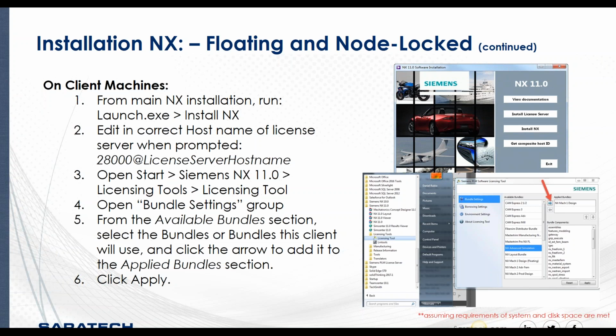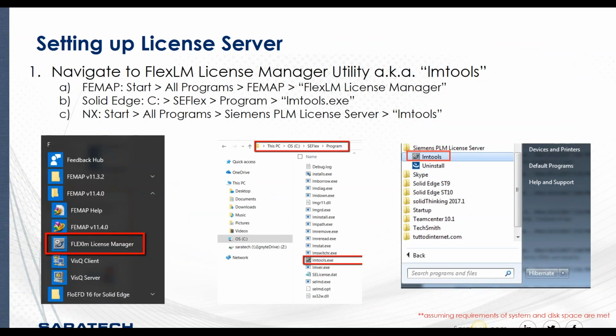And then once that's done, you're going to open through Start. You're going to finally run NX, go to the licensing tool, and then you have to ensure that you pick the right bundle that should be available for the client. So under the bundle settings, you're going to go through available bundles and select the ones that the client will use. Don't forget to click this right arrow to make sure that NX recognizes that, and also make sure you click apply. Once that's done, you'll probably be totally fine with NX licensing.